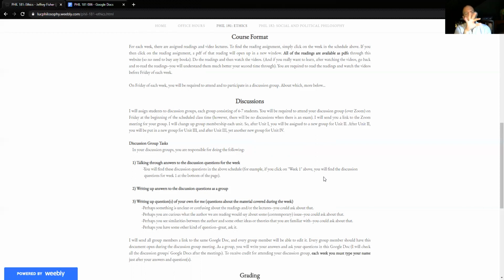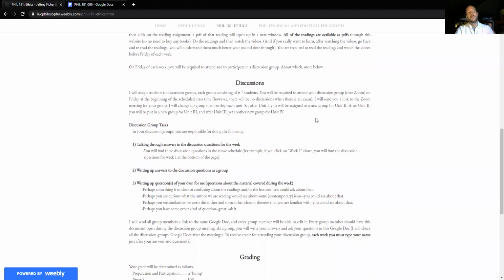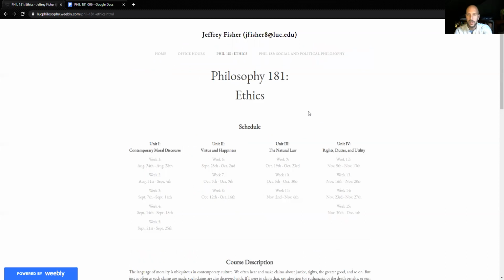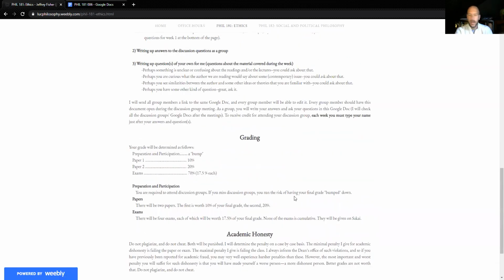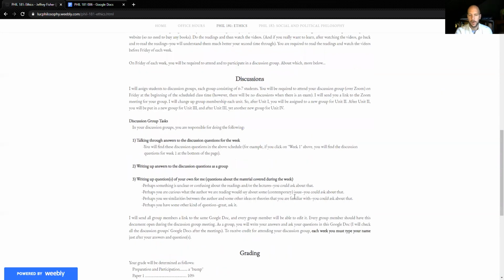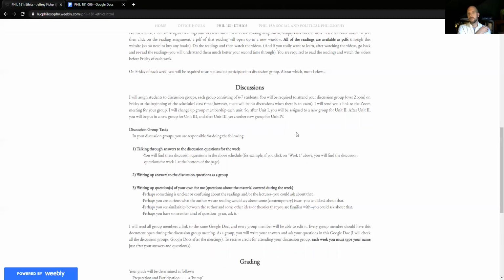There are going to be roughly 6 to 7 students per discussion group. And you're going to have a series of things that you're going to need to do. And I outline them here on the course website. I'm going to change up the groups. There are 4 units to the course, as you can see up here, and each unit, I'm going to change up the discussion groups. So you'll have the same discussion group for every week during unit 1, then it gets changed up, and then unit 2, and so on, right? But I'll send out links to the Zoom meeting for you guys in due course.